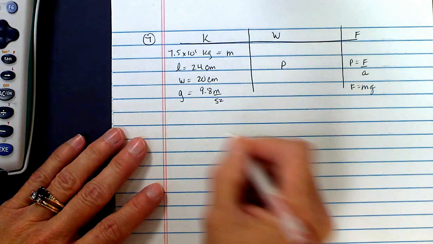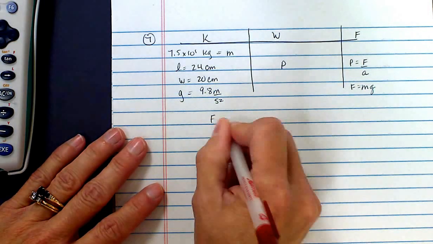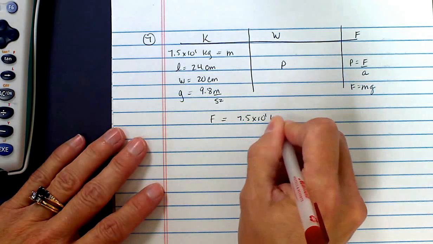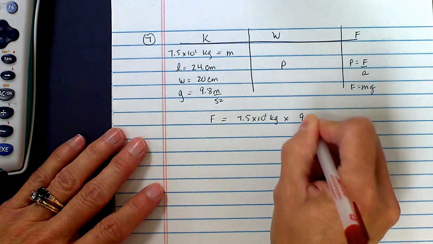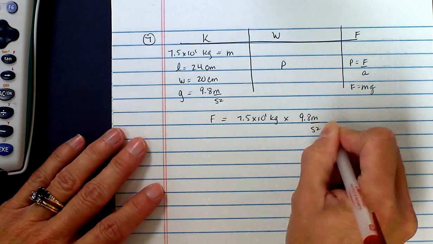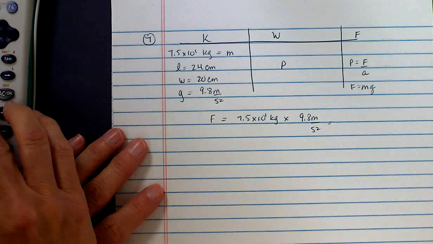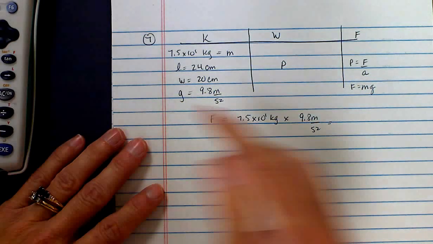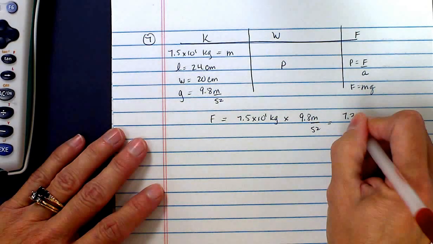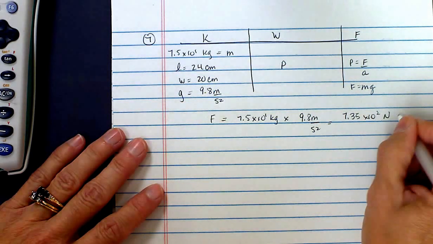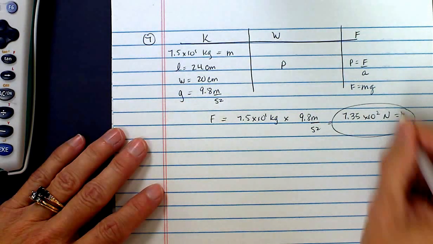So again, just like the other one, let's find our force first. Mass is 7.5 times 10 to the first kilograms times 9.8 meters per second squared. 7.5 times 10 to the first times 9.8, and that gives me 7.35 times 10 to the second newtons, and that's my force, and it's in newtons, so that's what I wanted.